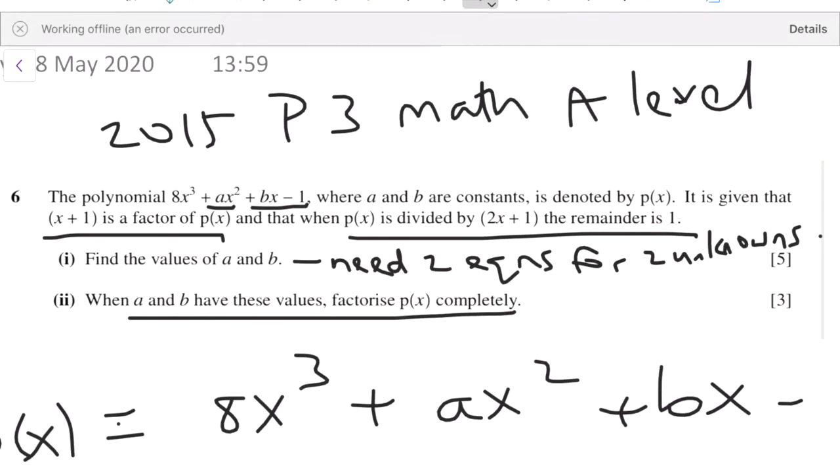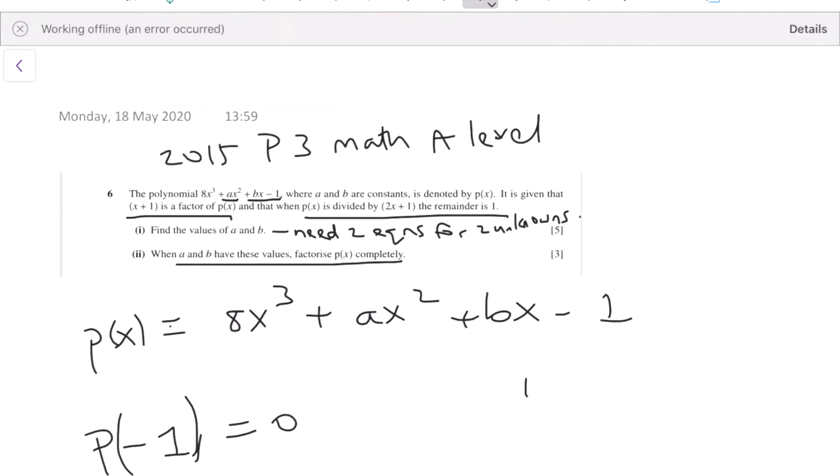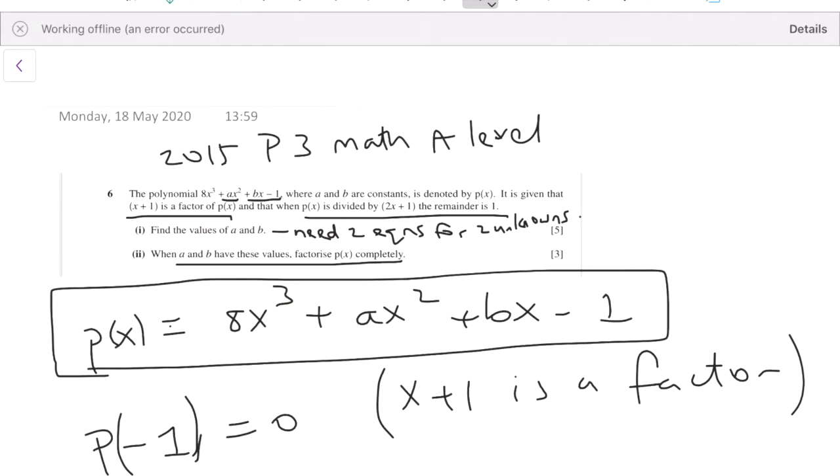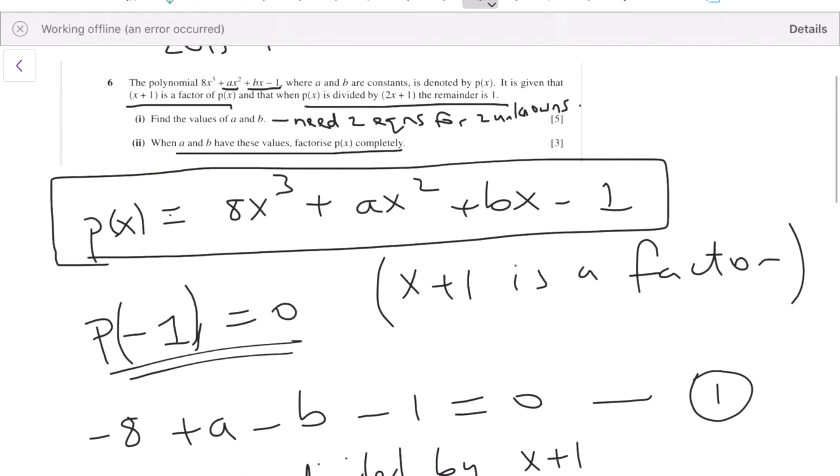Okay, let's get started. Well, I'll zoom out. p of x is equal to this, which is given in the question. And we are told that x plus 1 is a factor, right? So what does it mean for x plus 1 to be a factor? Well, it means that p of minus 1 has to be equal to 0. So this gives us our first equation, because you put x equals minus 1 into here, and you obtain your first equation, which is that one.